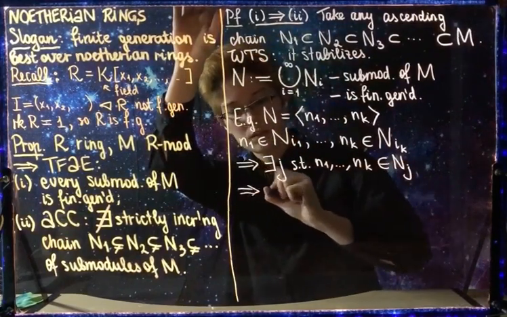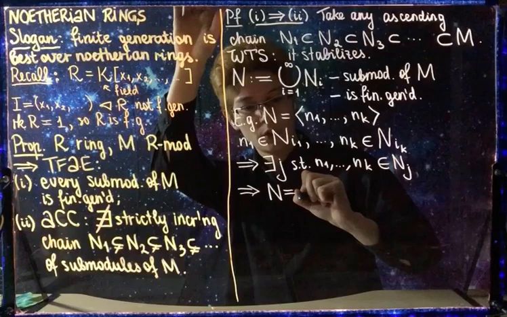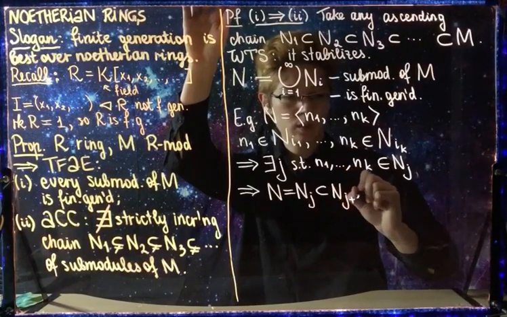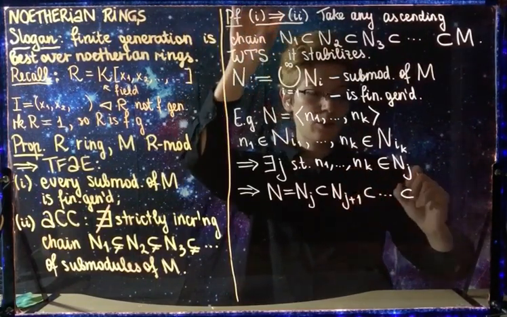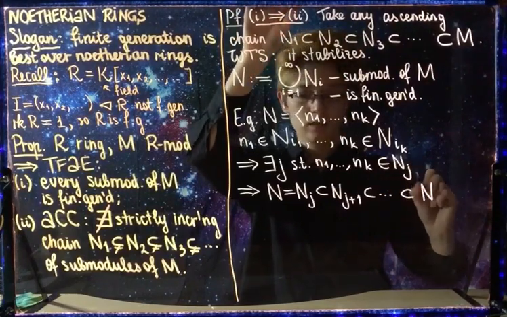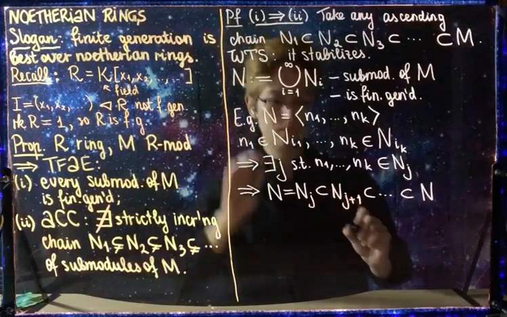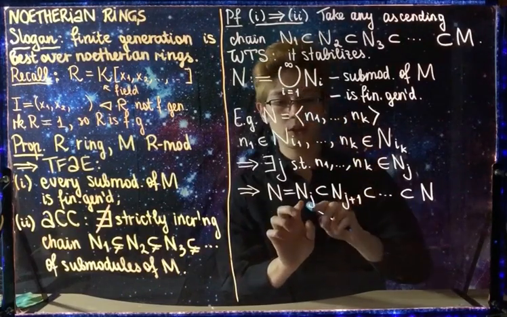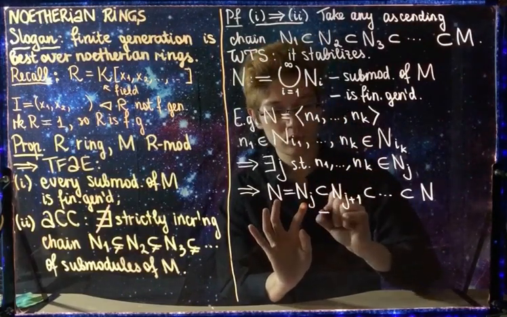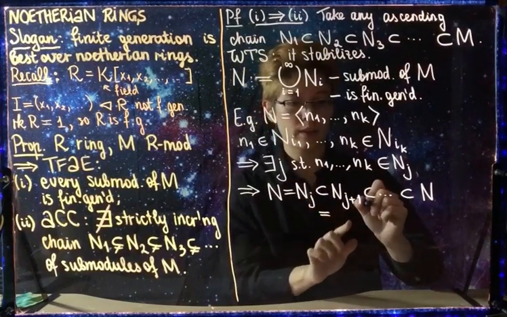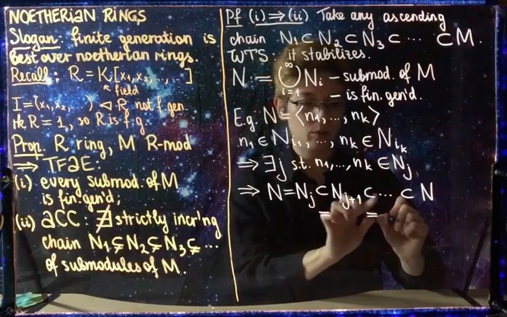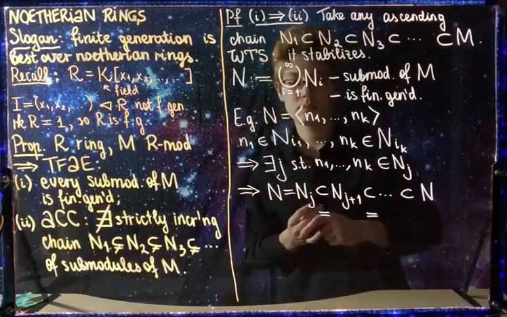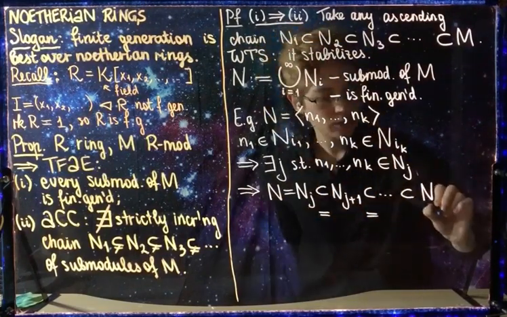But it means that N coincides with Nj, but also Nj is contained in N(j+1), etc. And all these submodules are contained in N. And it means that this chain of submodules stabilizes, because Nj must then equal N(j+1), and N(j+1) must be equal to N(j+2), etc., because here we have N on both sides. And this is how we conclude part 2.